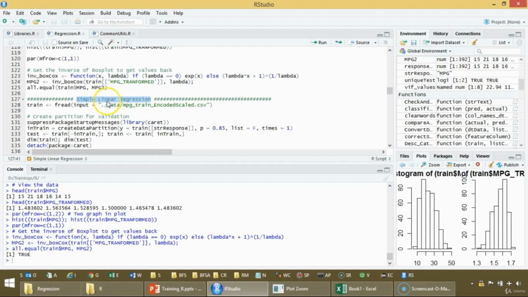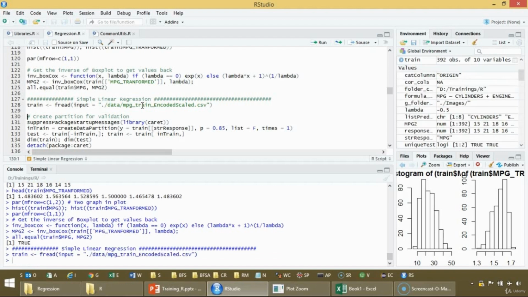Okay, so let's start. In line 128, we are loading the encoded one, which we have generated somewhere. And we are doing the partition. Partition means we are dividing the data, training data, into 85% train and 15% test. And we will be using the caret library to help us.